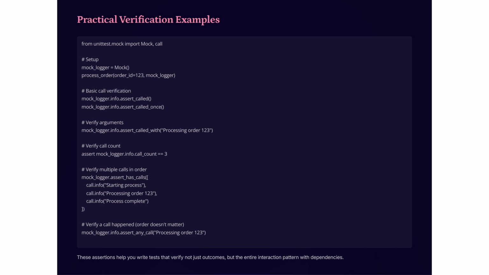Practical verification examples using unittest.mock enhance test reliability. Set up a mock logger and verify calls with assert_called and assert_called_once. Confirm arguments with assert_called_with and check call count with call_count. Use assert_has_calls to verify call order and assert_any_call for unordered calls. These techniques ensure comprehensive interaction testing with dependencies.